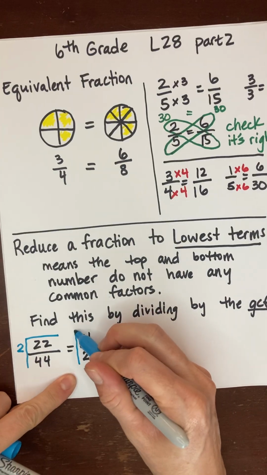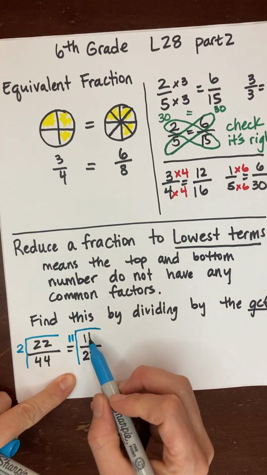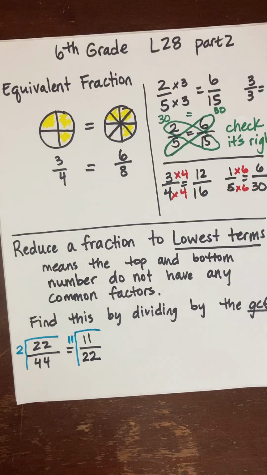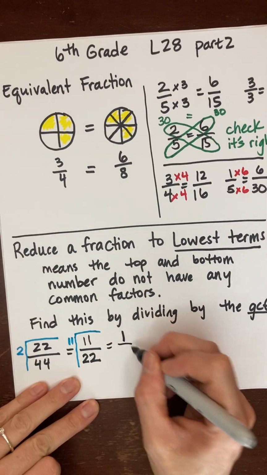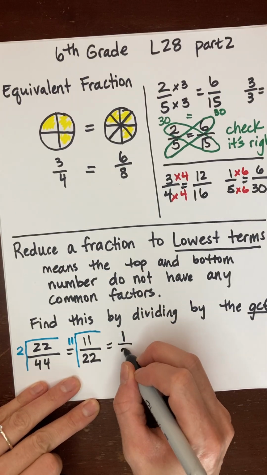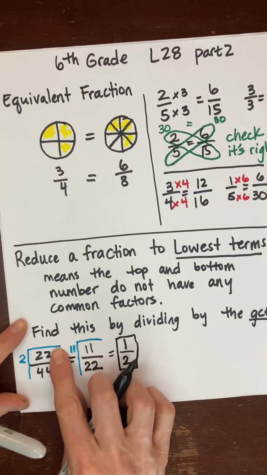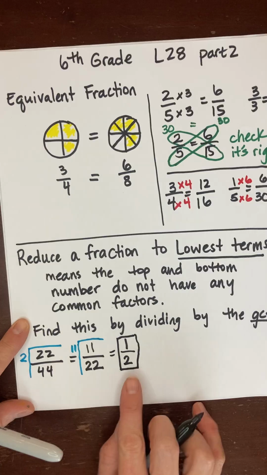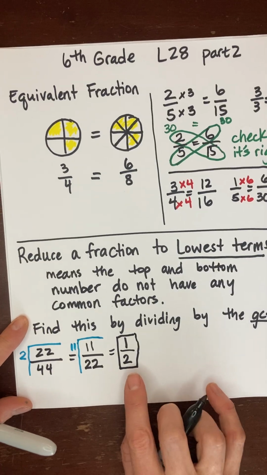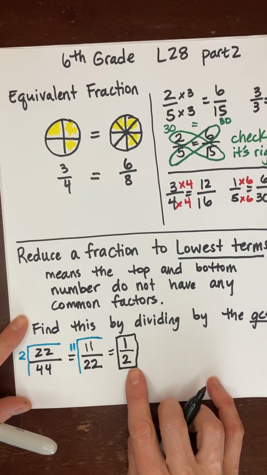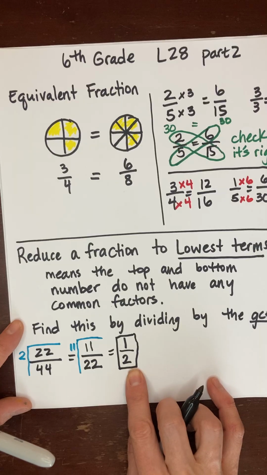So I'm going to divide this by 11. 11 divided by 11 is 1. And 22 divided by 11 is 2. So my final answer is 1/2. 22 over 44 is equivalent to 1/2, and 1/2 is reduced to lowest terms because 1 and 2 do not have any more common factors.